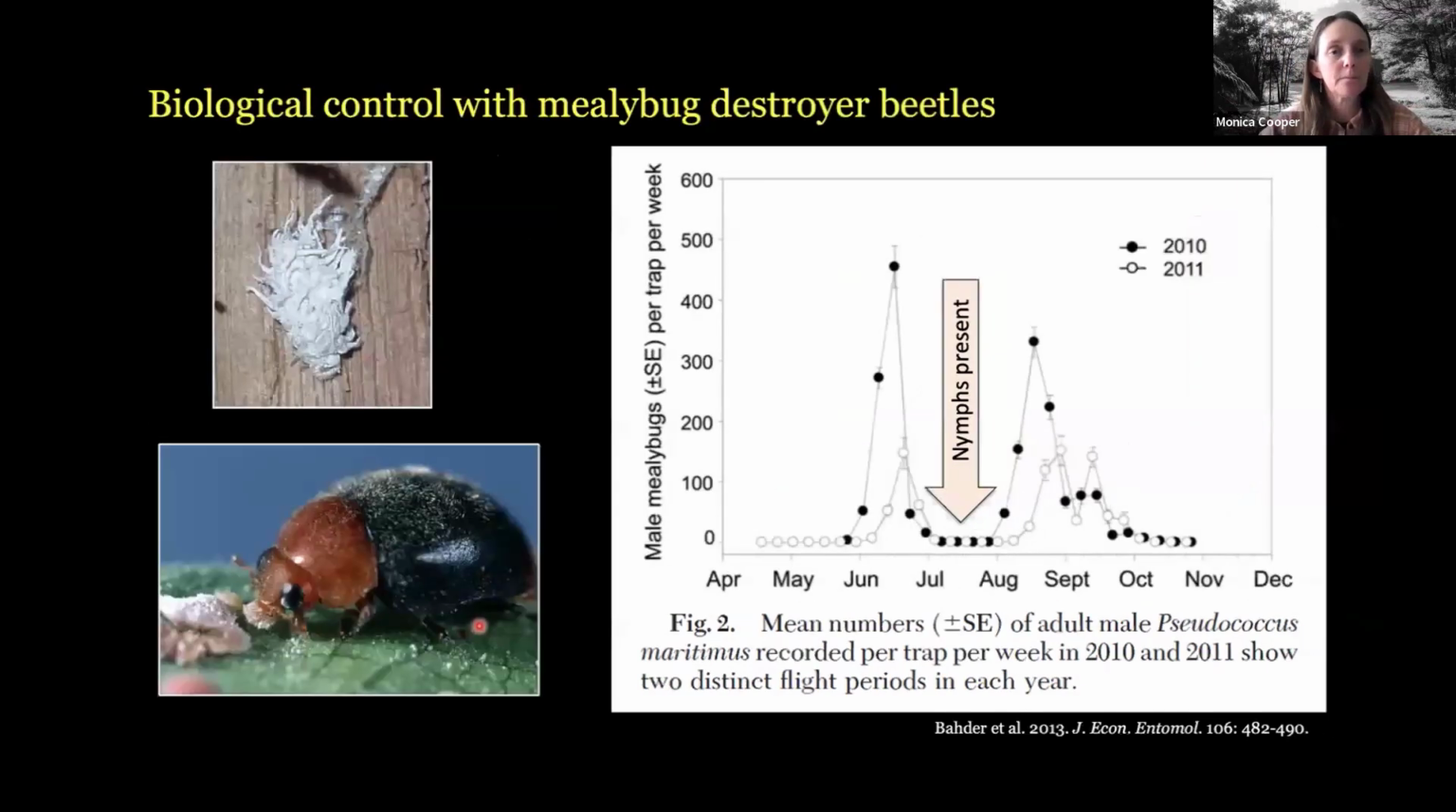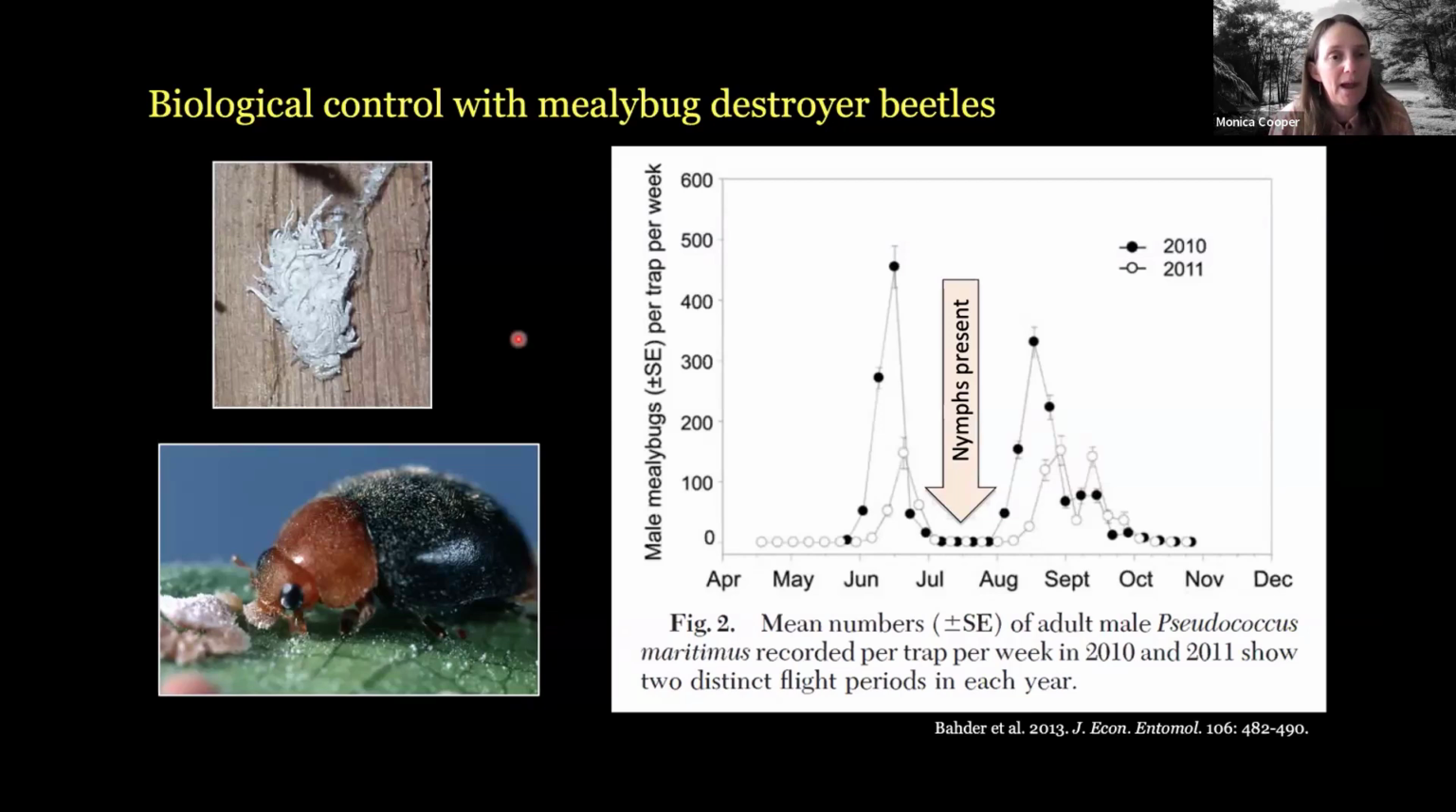Okay. The other option for management is, of course, biological control. So I mentioned that there are parasitoids that will attack mealybug species, but they're not produced commercially by any insectary.